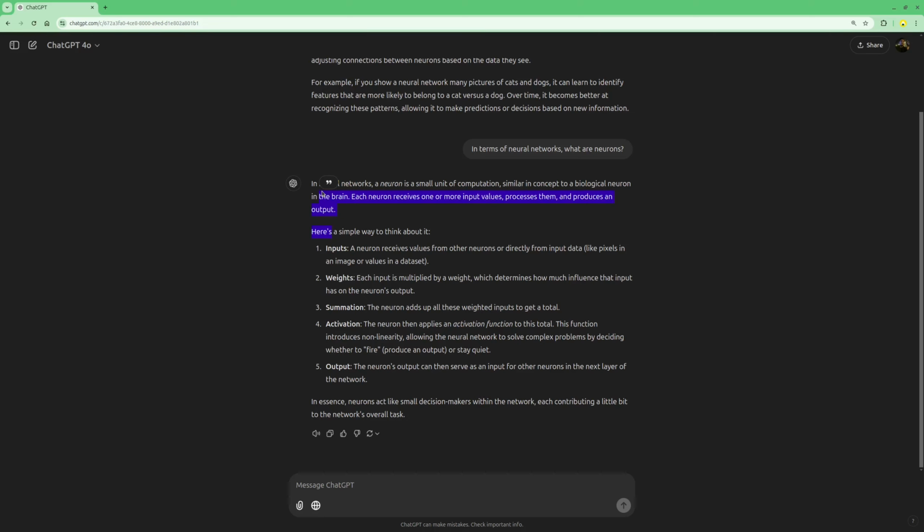So we have inputs. A neuron receives values from other neurons or directly from input data. Then we have weights. Each input is multiplied by a weight, which determines how much influence that input has on the neuron's output. We have summation. So all these weights are calculated in the neuron. Activation. Okay, so this is the activation function. This function introduces non-linearity, allowing the neural network to solve complex problems by deciding whether to fire or stay quiet.